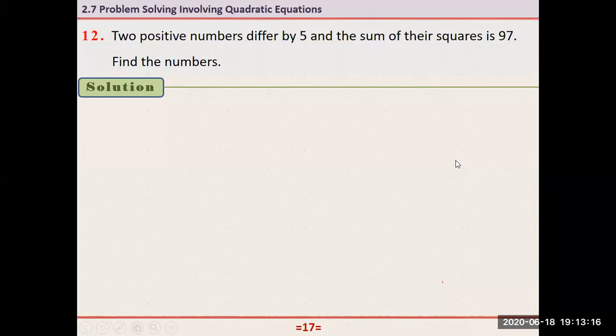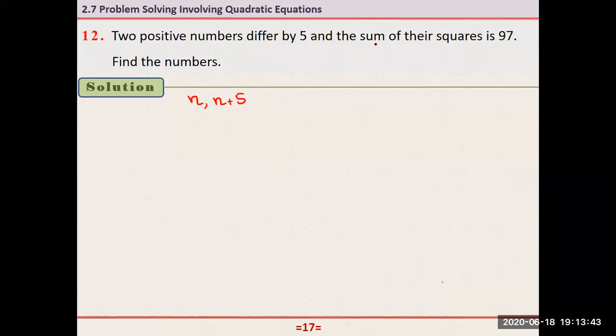So in this example, it is question 12 from exercise 2H, I think. It's also about quadratic equations. Two positive numbers differ by 5. So this is the first number, let's say n. The second number would be n plus 5. So the difference of these two numbers is 5. If this is 8, this is 13. If it is 10, 15, right?